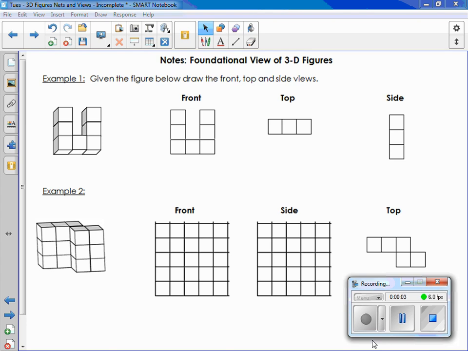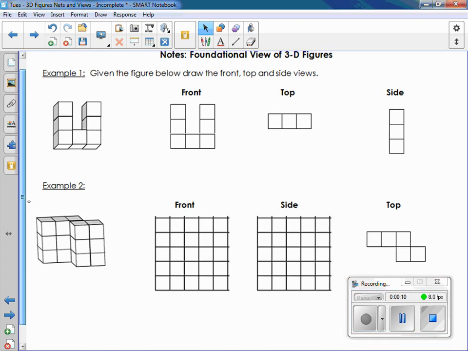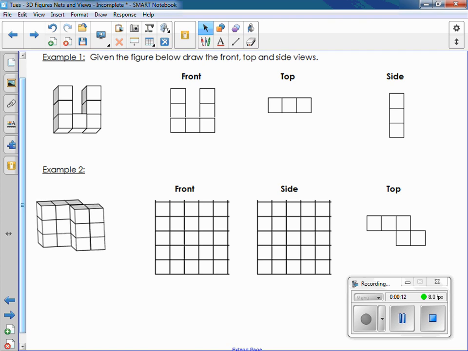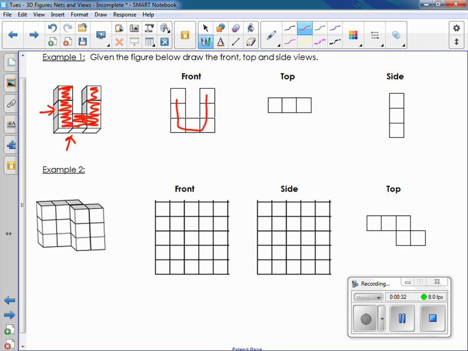This lesson is over foundational views of 3D figures. And essentially what you're doing is isolating which things can be seen if you look at a figure from the top, front, and side. So in this first one, it's already showing you the front view. And that's everything that you can see if you were just looking at this straight on the front. So you're not going to see any of this depth over here or down here. So you're just going to see these few blocks right here.